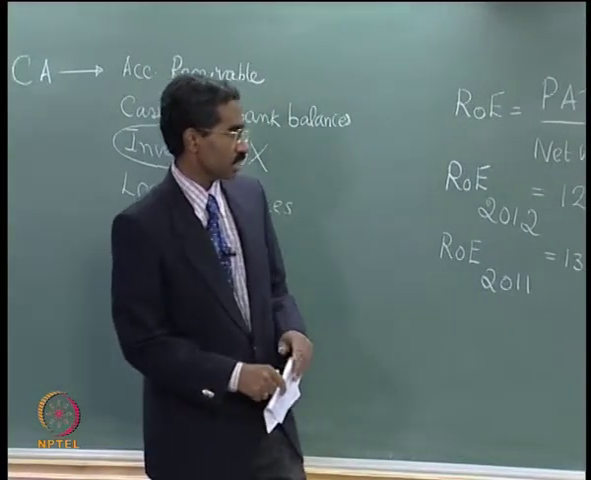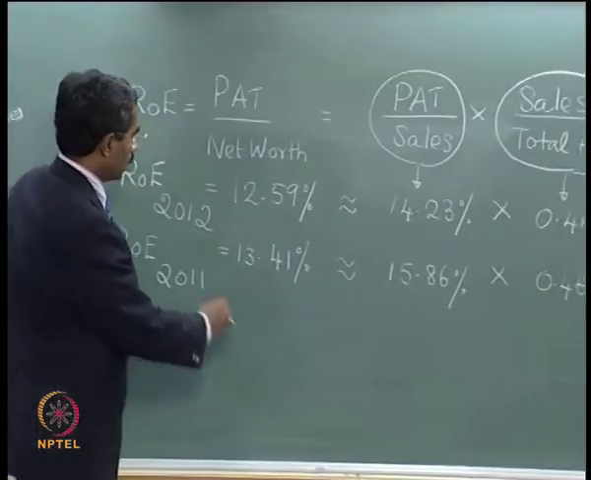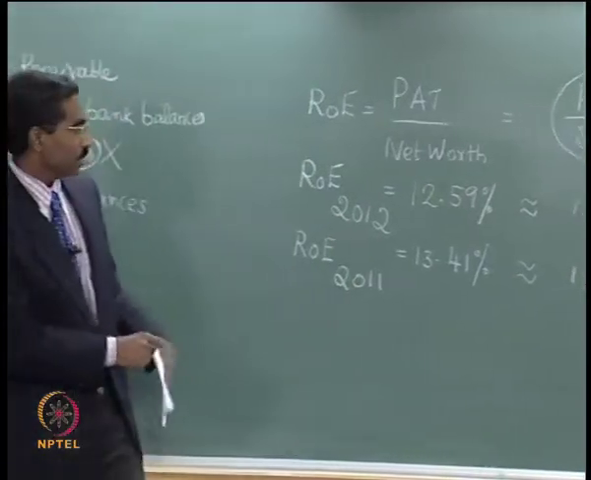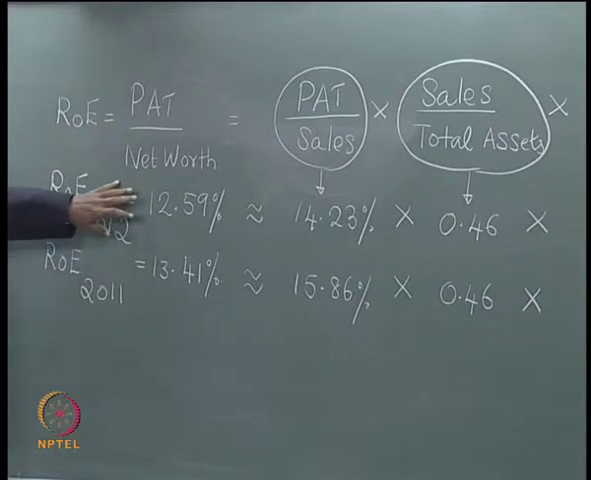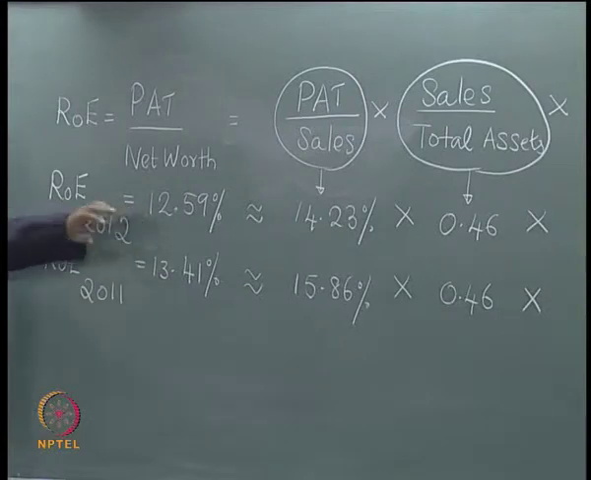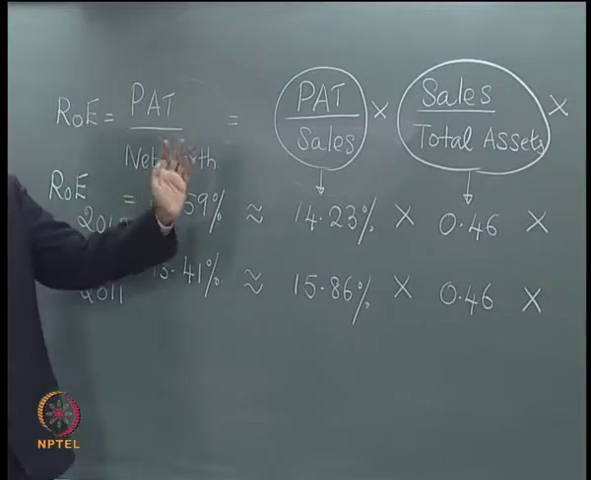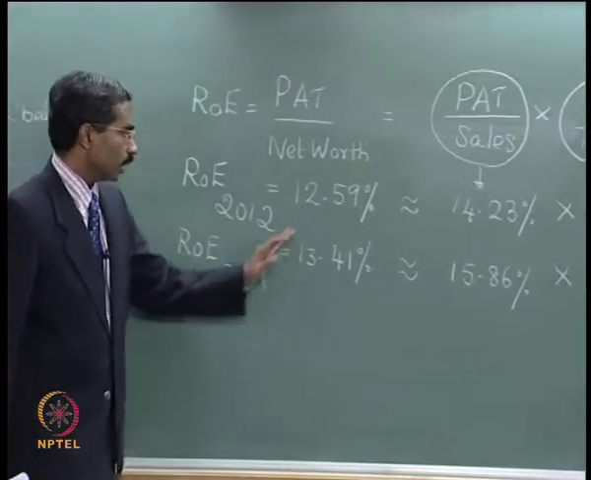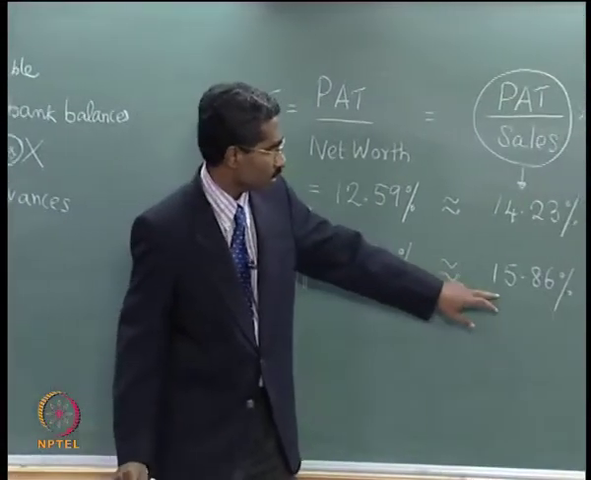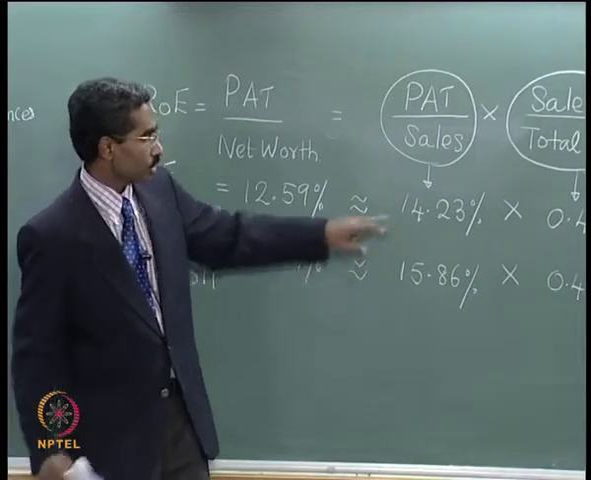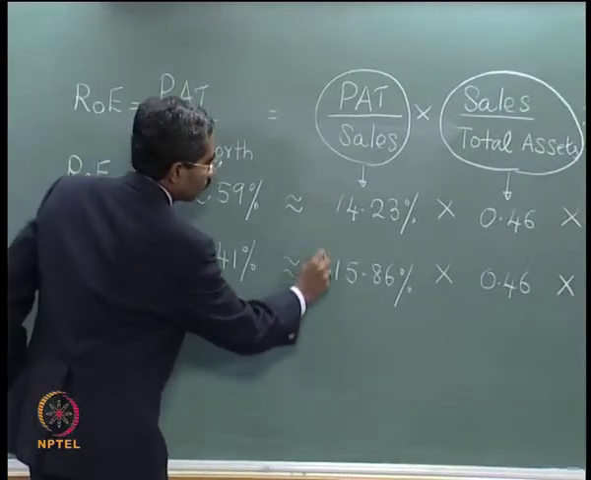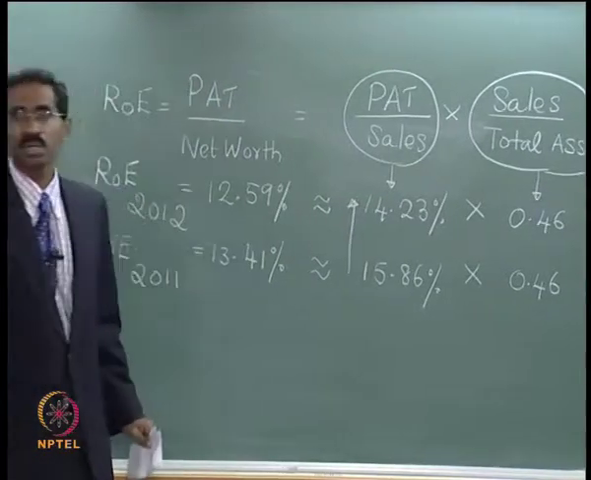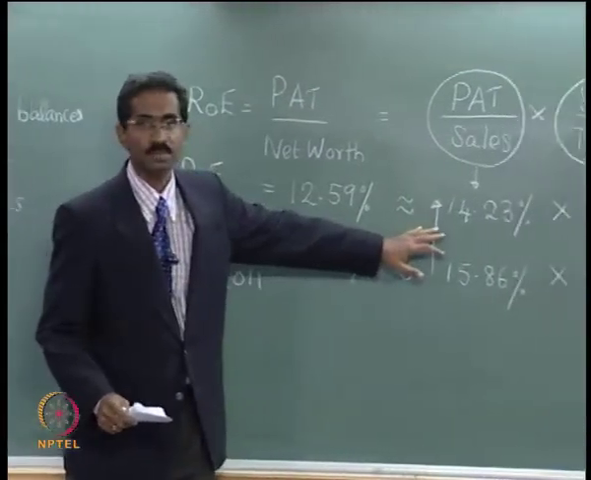So what we see here is, from 2011 to 2012, the return on equity has reduced. It has reduced from 13.41% to 12.59%. But why has it reduced? What could be the reason for this reduction? That answer we will be able to get when we analyze the different components. It has reduced because the profit margin has reduced, from 15.86 to 14.23% in 2012.